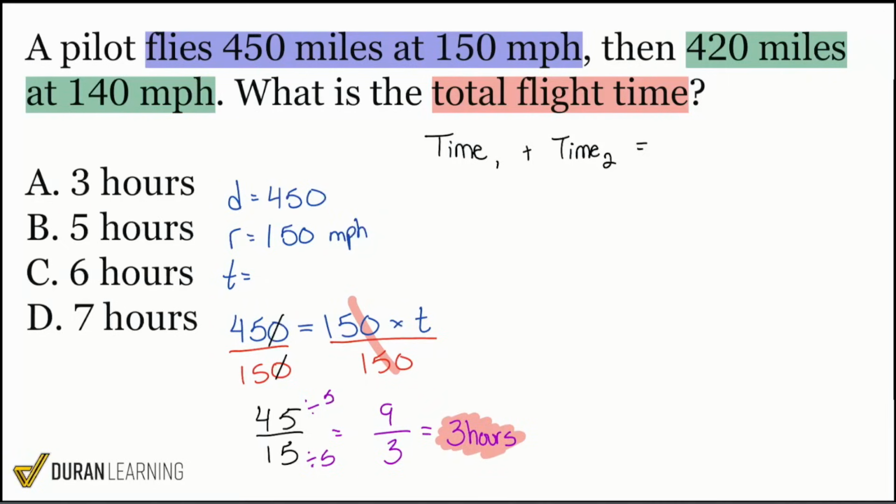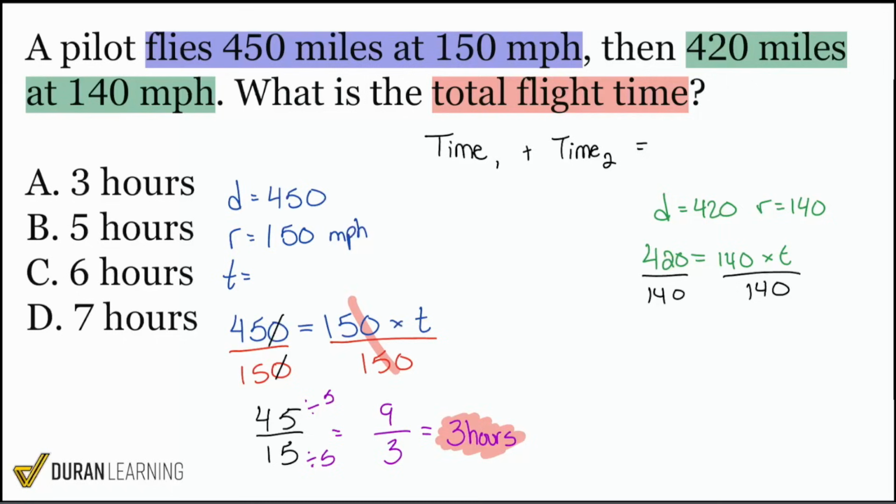And now we'll go ahead and do part 2. Part 2 of the trip. Our distance is 420 miles. My rate is 140 miles per hour. So what we'll do is we'll set up our formula nice and easy. Same way. And we'll divide both sides by 140. Boom. We do that to both sides. And now I'll go ahead and solve this.